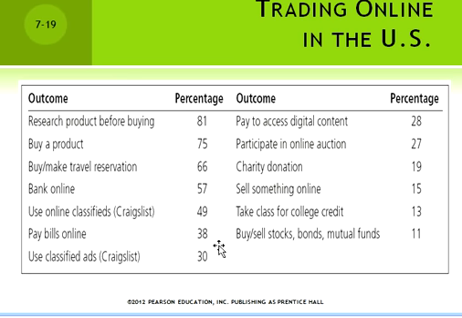Paying bills online, paying to access digital content, participating in online auctions. By the way, lots of people are now even accessing newspapers online and asking for their previous articles, and that also brings in money for the newspapers. Sell something online, 15%. Taking a class for college credit, 13%, you see. And chances are that this has probably now doubled since they reported that. This was reported a couple of years ago in 2012.